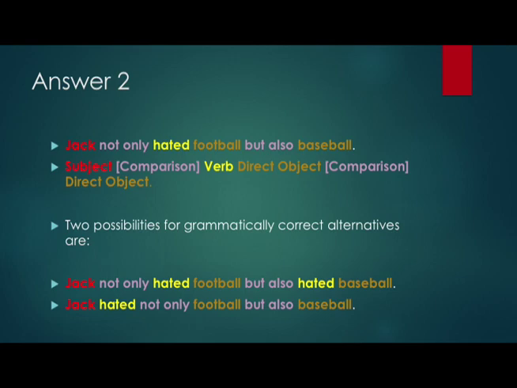So there are two ways of fixing this. Let's look at the first one. "Jack not only hated football, but also hated baseball." Okay. So the easiest way, and this will always be correct, is if something is missing in the second part here that's in the first one, just make sure you add it to the second part. So repeating the verb hated in front of the direct object baseball will make it grammatically parallel. So again, that's the simplest way. It's always going to be correct.